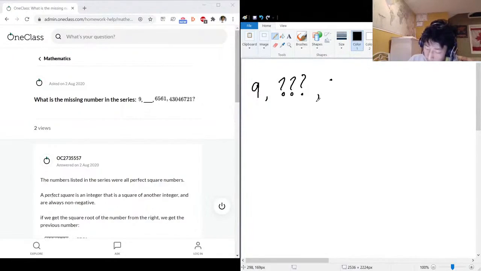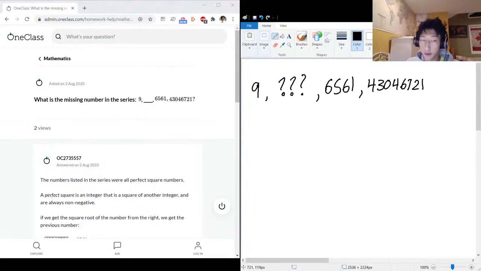We've got 6,561. And then we have 43,046,721. So we're trying to look for the missing number. But to find the missing number, we first kind of got to know what's the pattern? How do these numbers relate to each other?